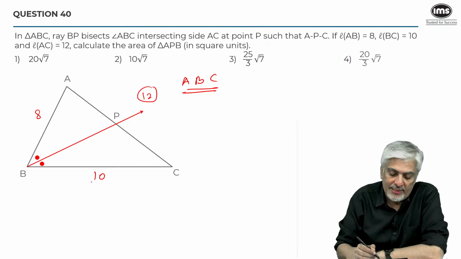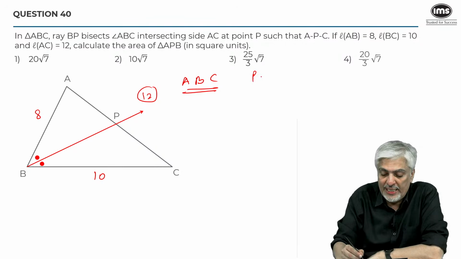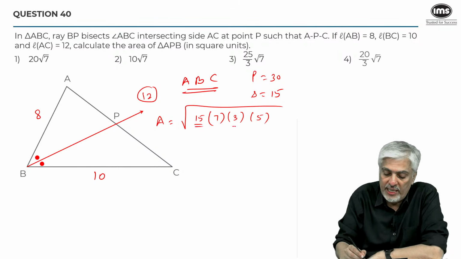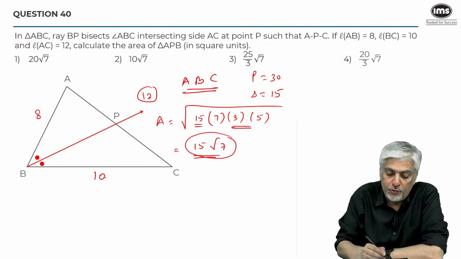Perimeter is 10 plus 8 plus 12, 30. Perimeter is 30, so S is 15. So area would be root of 15 into 15 minus 8, which is 7, 15 minus 12, which is 3, 15 minus 10, which is 5. 15 into 15's square root will be 15. 15 root 7. 15 root 7 is the area of the full triangle.